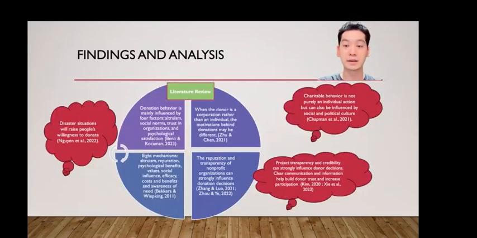As you can see here, based on the literature review articles, the key factors that influence donor behavior and motivations can be identified. First, according to Bentley and Kochman, donation behavior is mainly influenced by 4 factors: altruism, social norms, trust in organizations, and psychological satisfaction. So these 4 elements provide a basic framework for understanding why donors decide to donate.